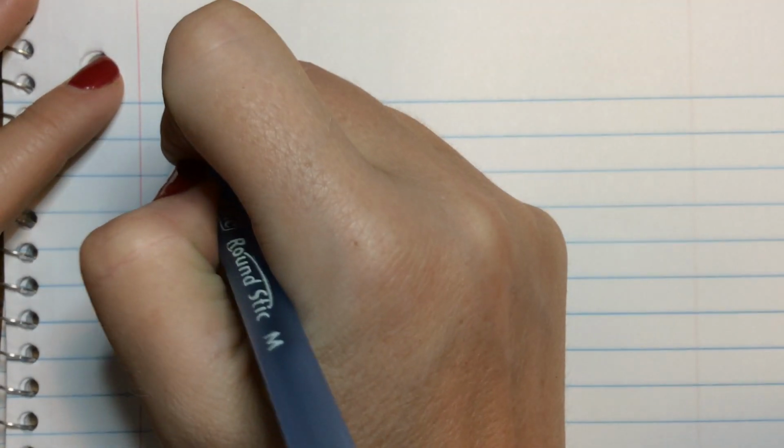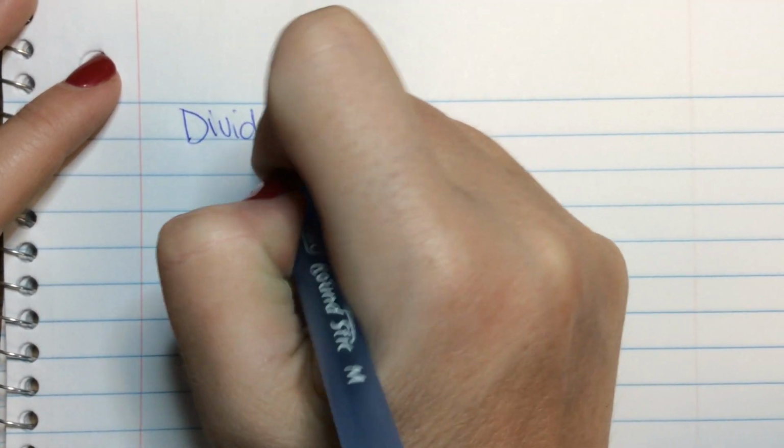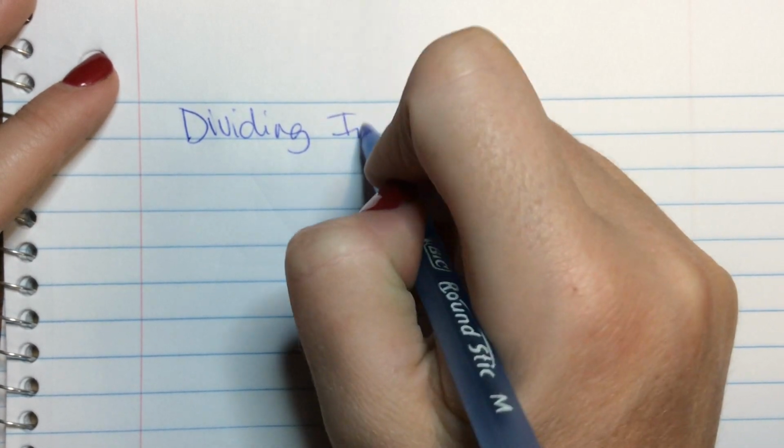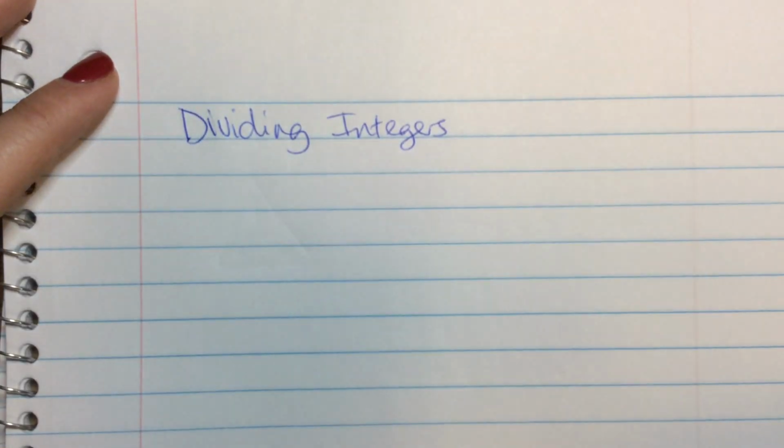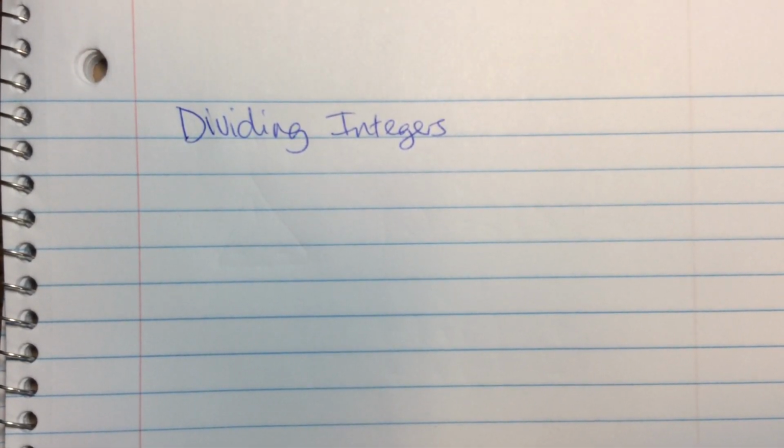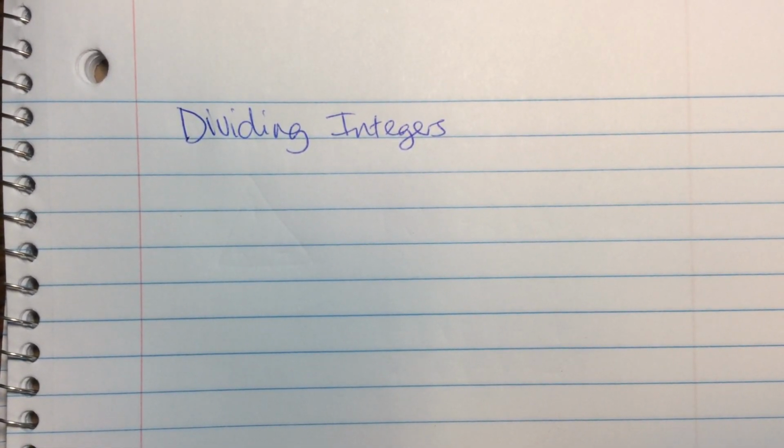Alright, this video is about dividing integers. And dividing integers is only harder because division is harder. But you're going to be able to use your multiplication chart, so you're going to be fine. And we're going to do some examples together.